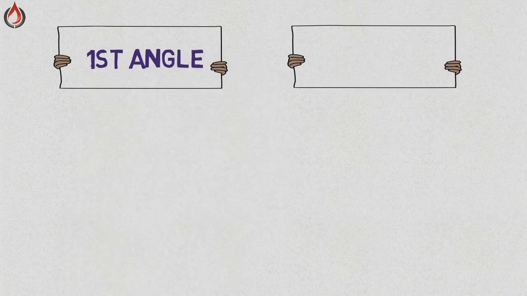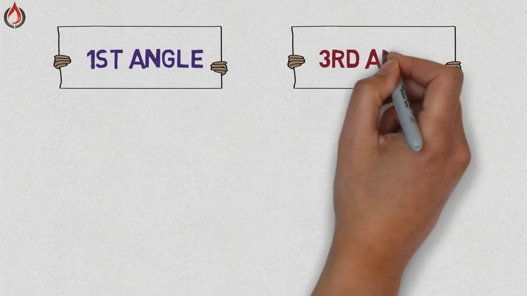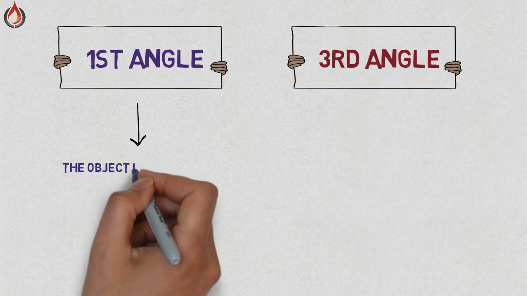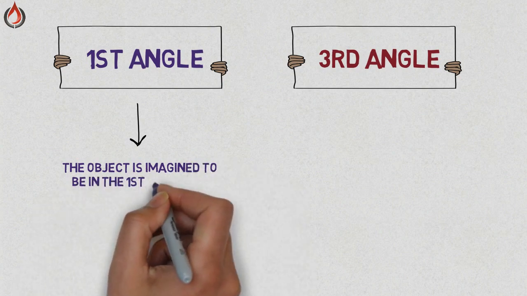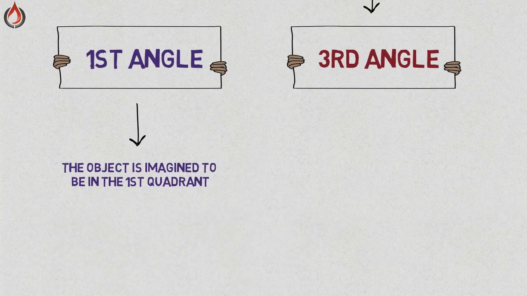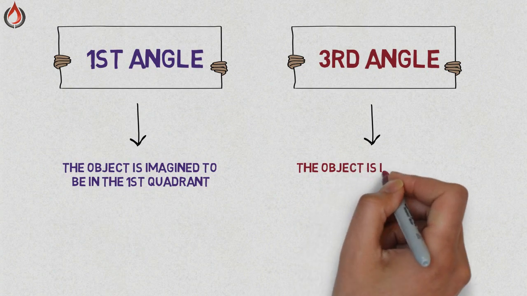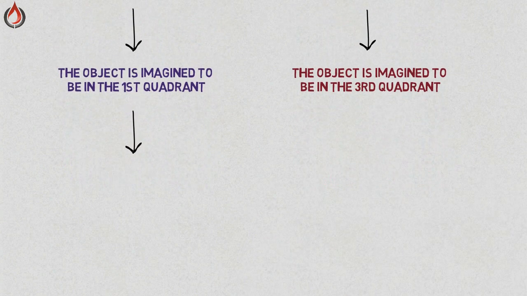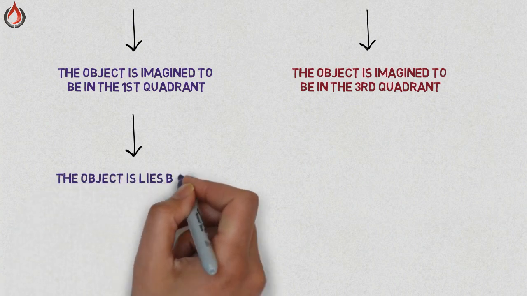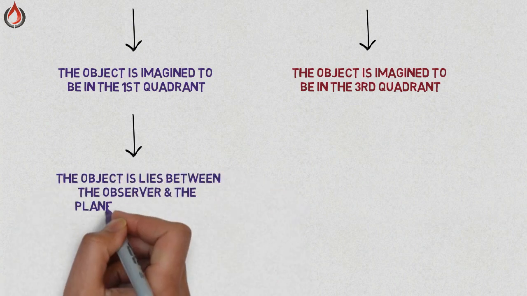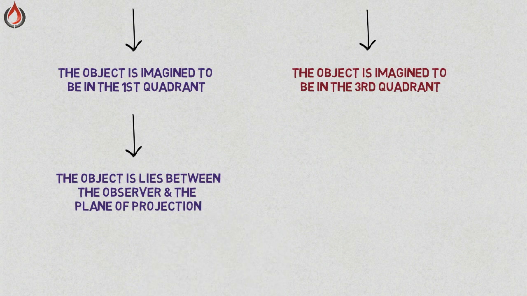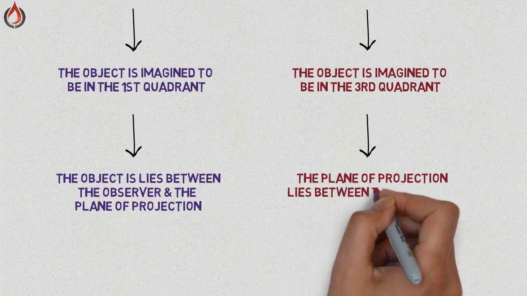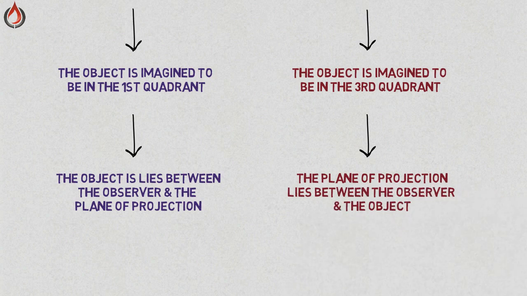Difference between first angle projection and third angle projection. In first angle projection, the object is imagined to be in the first quadrant. In third angle projection, the object is imagined to be in the third quadrant. In first angle, the object lies between the observer and the plane of projection. In third angle, the plane of projection lies between the observer and the object.